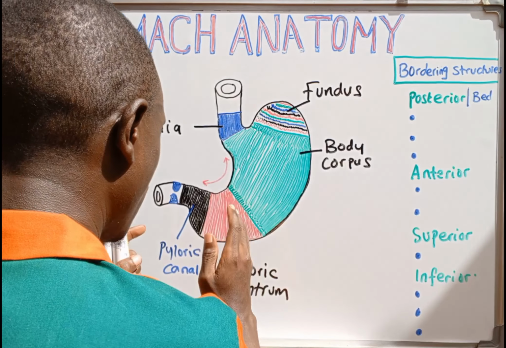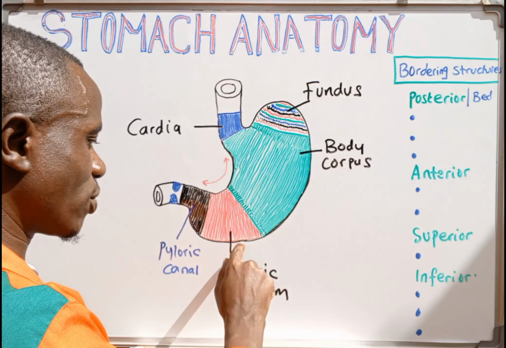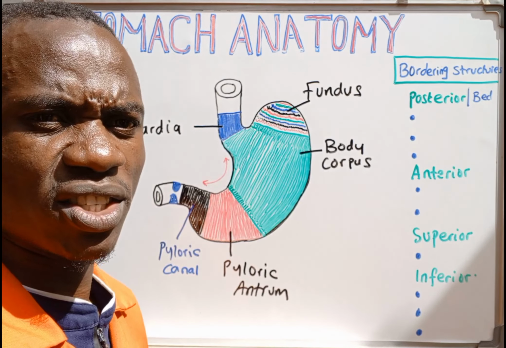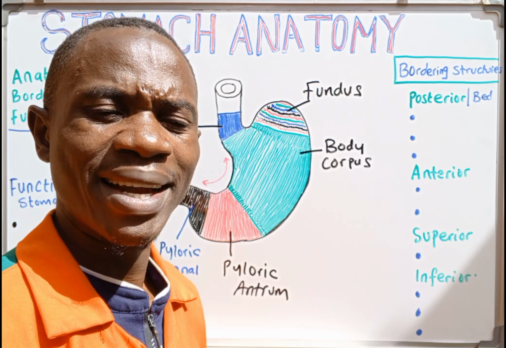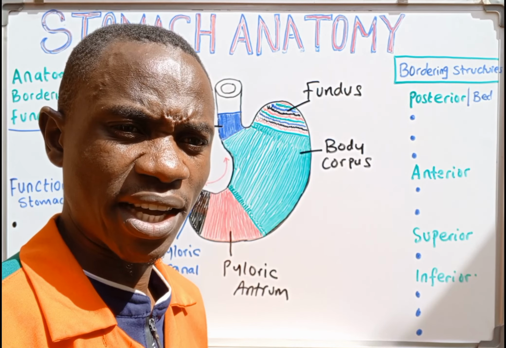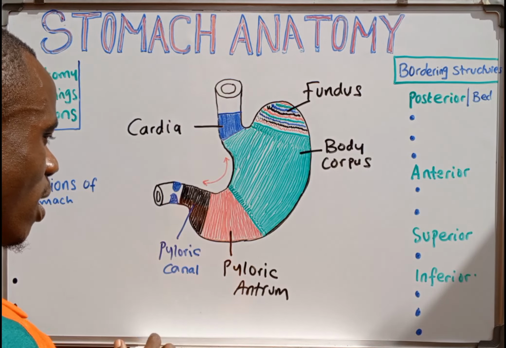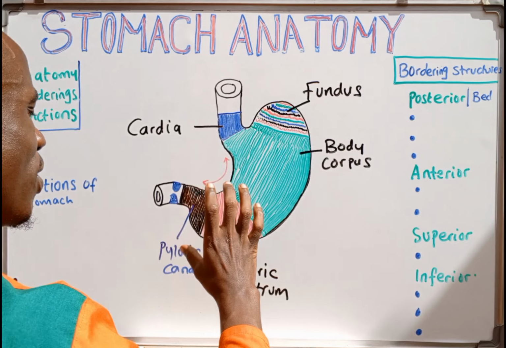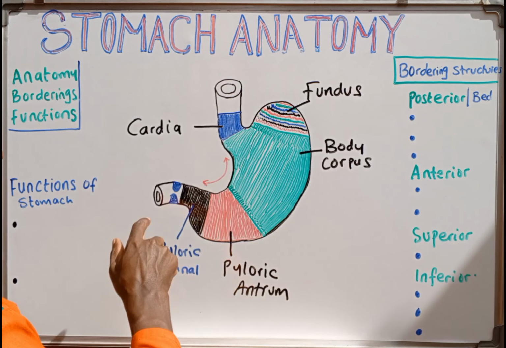Okay, so now this area is also very important. For example, the pyloric antrum has specific cells which we call the G cells that produce a chemical substance called gastrin that stimulates the parietal cells to release different kinds of gastric secretions. And the pyloric canal allows the exit of the chyme into the first segment of the small intestine, which we call the duodenum.